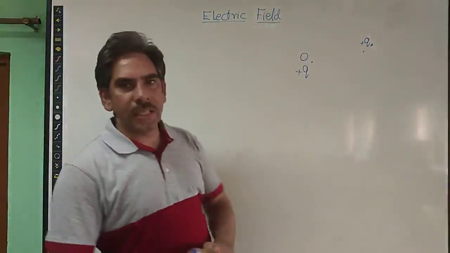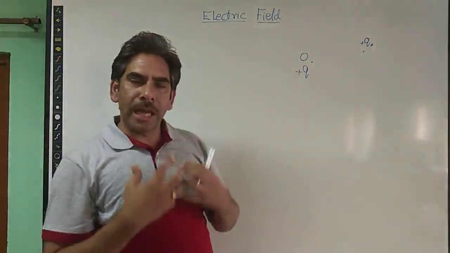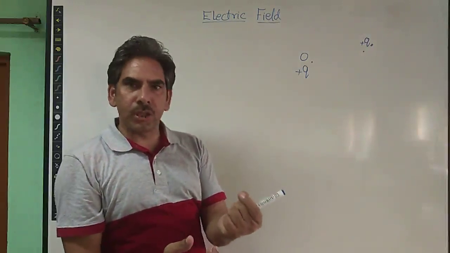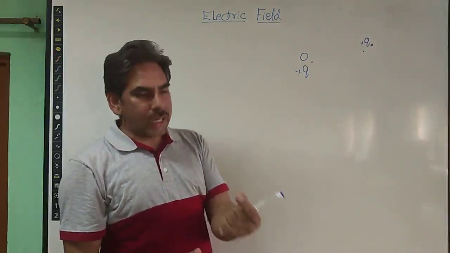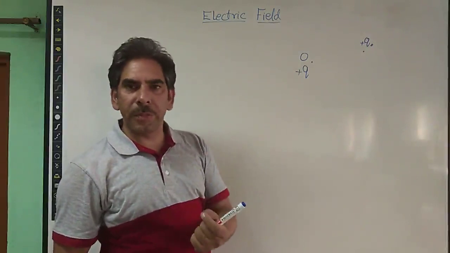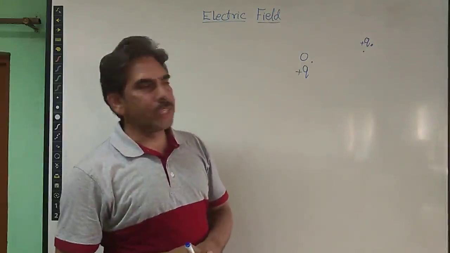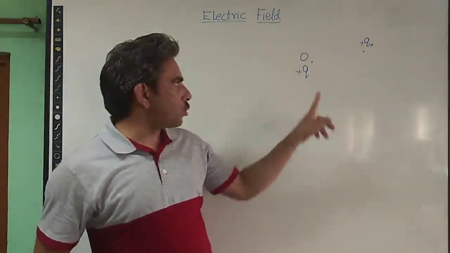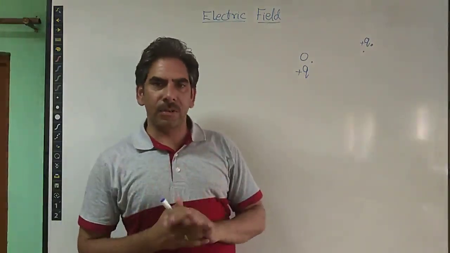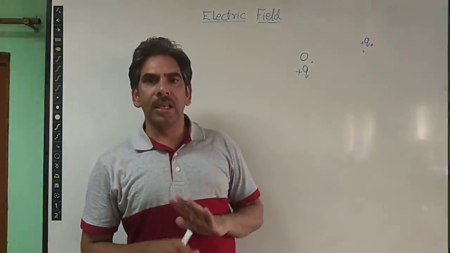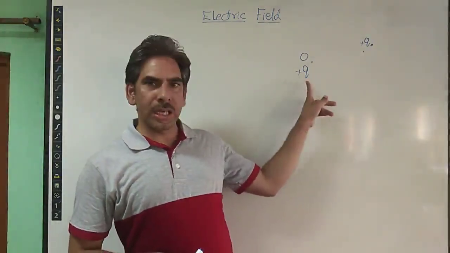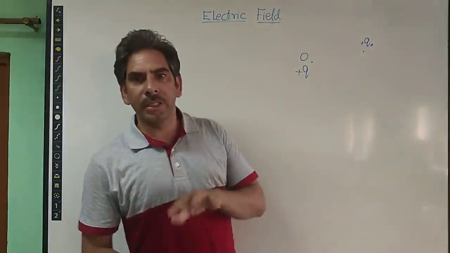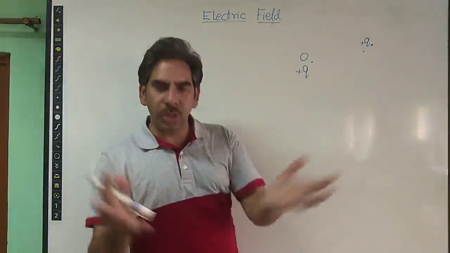So electric field is nothing but space. I define the electric field as the space around a given charge or source charge, in which the electrostatic force due to that charge can be experienced. So that is the concept of electric field. The electric field of a source charge does not influence the source charge itself, but the electric field has its own existence.